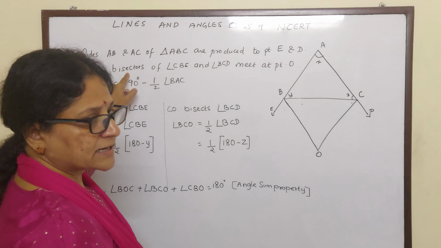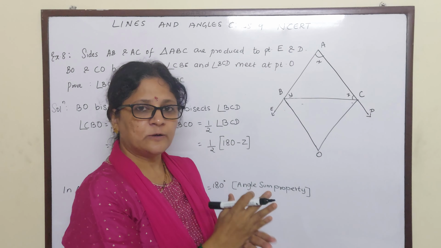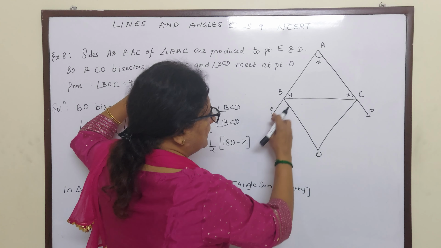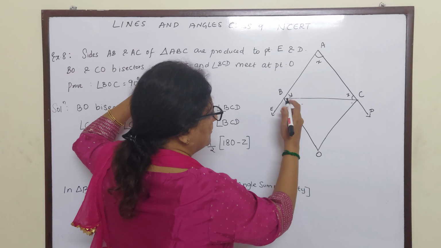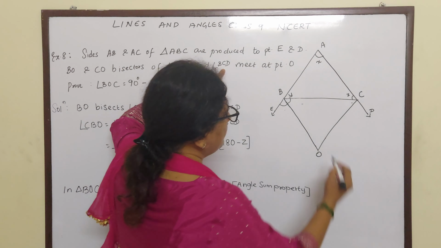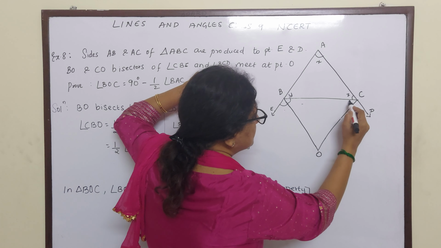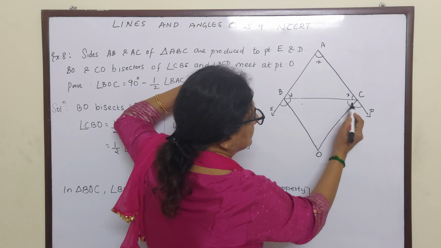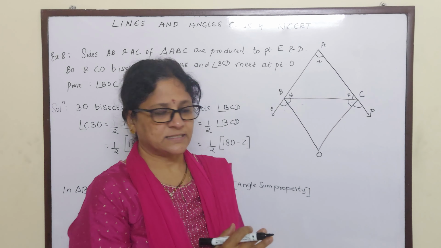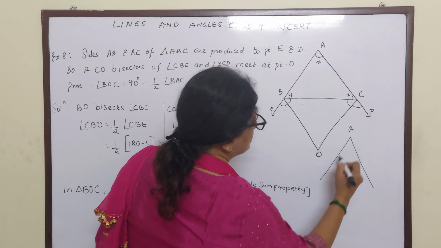BO and CO are bisectors. That means BO and CO are cutting equal angles with CBE. CBE is the whole angle and this is cutting it into two equal halves. So whatever is the measurement of this, that will be the measurement of this. In the same way BCD is this whole angle from here to here, and this is cutting it into two equal angles. That means equal bisectors.